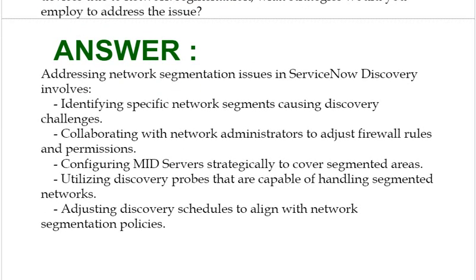Your answer should be: addressing network segmentation issues in ServiceNow Discovery involves: first point, identifying specific network segments causing discovery challenges. Second point, collaborating with network administrators to adjust firewall rules and permissions. Third point is configuring MID servers strategically to cover segmented areas. Fourth point, utilizing discovery probes that are capable of handling segmented networks. Fifth and last point is adjusting discovery schedules to align with network segmentation policies.